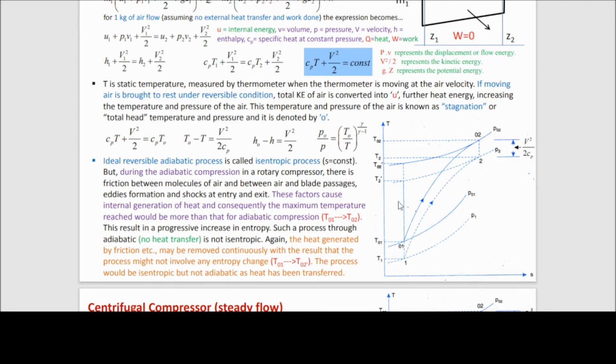So S is equal to constant. You can see the figure here. This is the isentropic process. This is S in the x-axis. So the entropy is not changing. So this is the isentropic process.